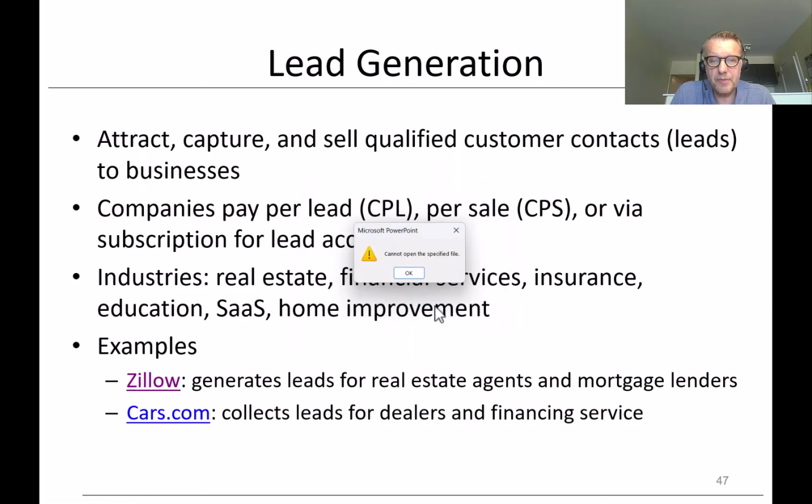Cars.com, can't open file, so I'll leave that here. So I suggest you check the link. I'll make sure the link is okay in the final slide deck, because this is another example of lead generation where leads are collected for car dealers and financial service providers.